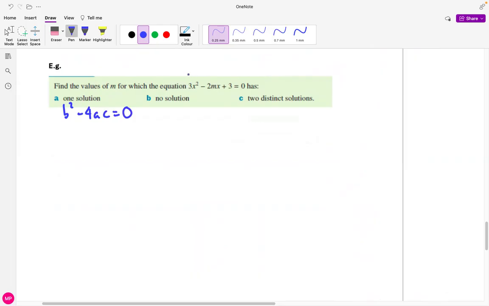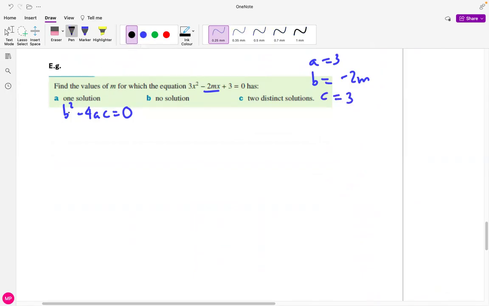So we have identified a equals 3, b is the coefficient in front of x, which is negative 2n. So b is negative 2n. Maybe I'll just write here: a equals 3, b is negative 2n, and c is 3. Okay, so sub it in.